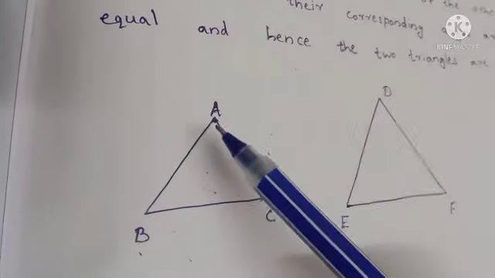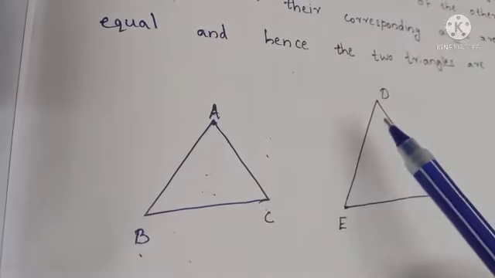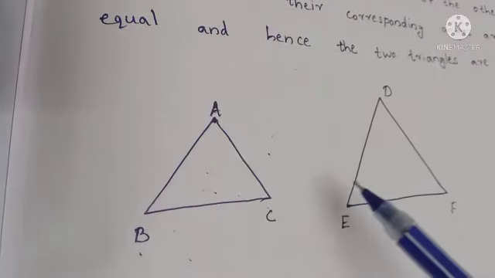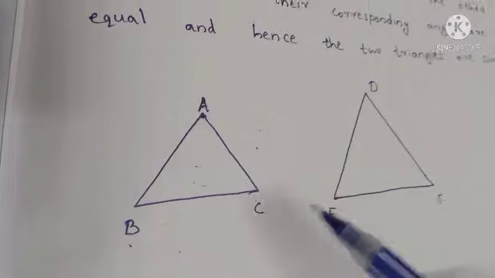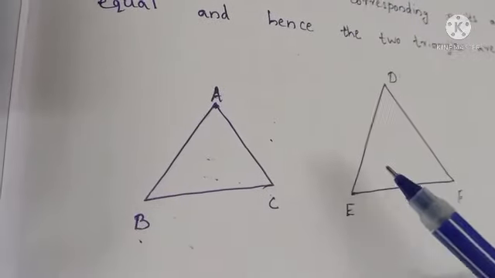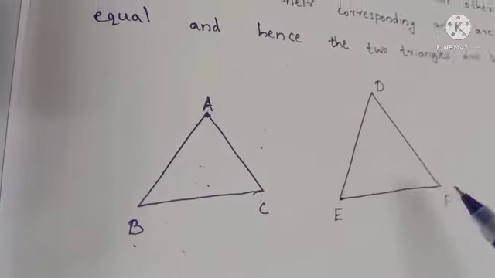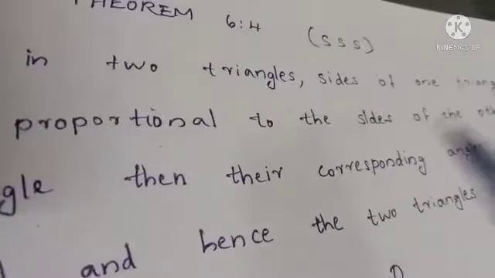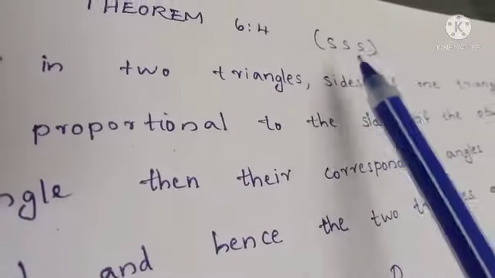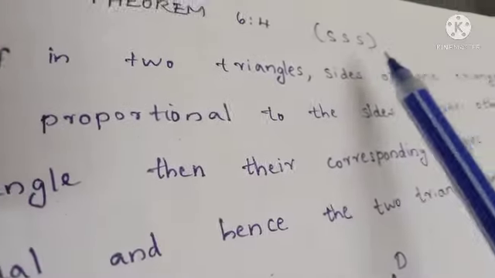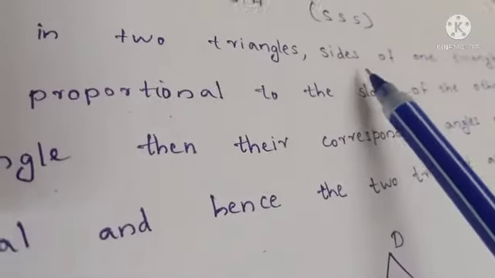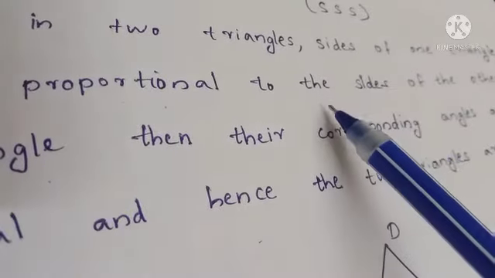That means we have to show that angle A equals angle D, angle B equals angle E, angle C equals angle F, and hence triangle ABC is similar to triangle DEF. This theorem is also known as the SSS similarity criteria. So we can start to prove.